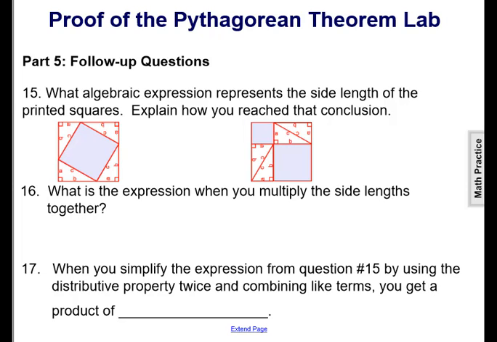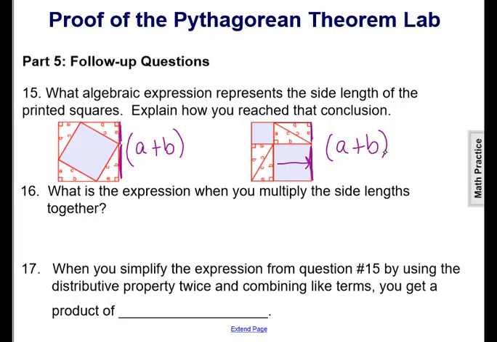So we have the two printed squares, and the side lengths are going to be equal to the sum of the legs of the triangles. Here we have A and B, so that would be the expression A plus B. Even if you use the other square, which we know is congruent to the first square, you would still have the side length of A plus the side length of B. So that is the expression for the side length, right?